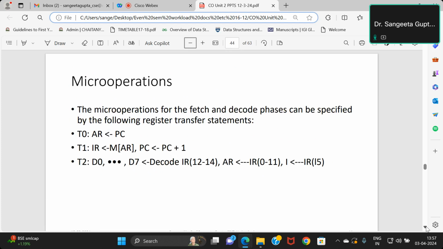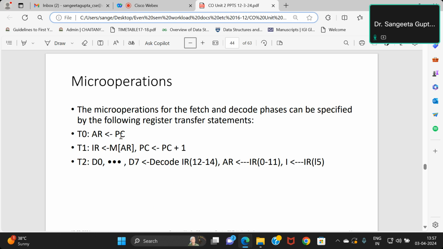Now, to understand the sequence of operations carried out during the fetch and decode phase, we perform the operations during various timing signals. Here we have taken T0, T1, T2, and so on as different timing signals. Initially, the program counter address is loaded into the address register. That is, the program counter will be initialized with the address of the first instruction. That is loaded into the address register because it is the only register which is connected to the bus directly. Hence, the address of PC has to be loaded into AR.